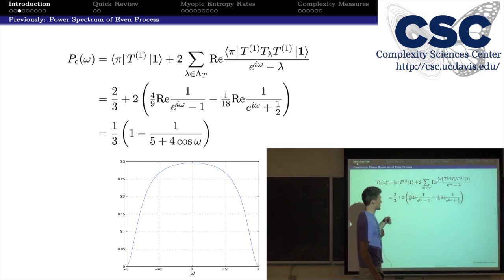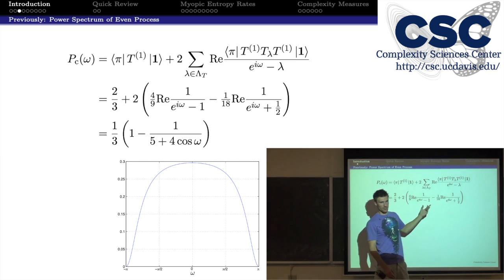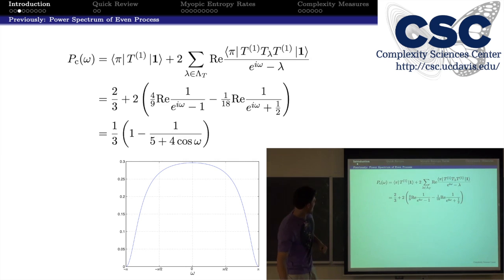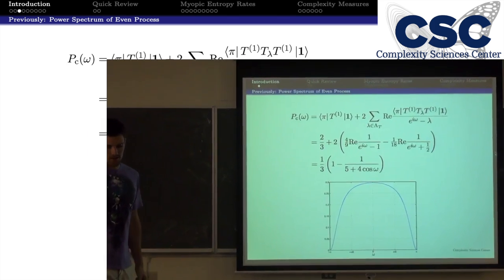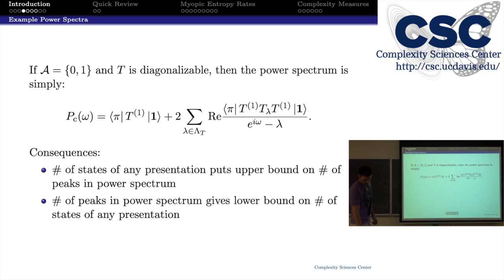For the even process, there were two modes. There was the eigenvalue of 1 and of -0.5, and those came into play in the power spectrum, and you could simplify that, and you got a pretty looking curve, which was nice. It's really good to have that. In general, if our alphabet's just zeros and ones, and your transition matrix is diagonalizable, then you have something like this, like for the even process. Since you guys have had a chance to let this all soak in for the last 2 days, I want to talk a little more about consequences of even just having it written down this way.